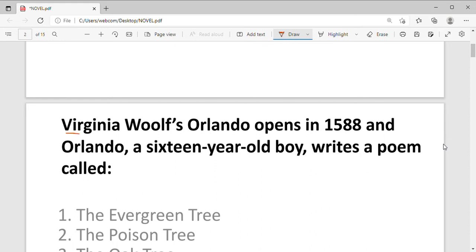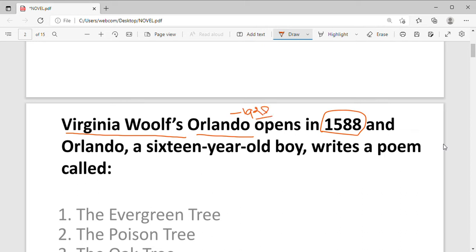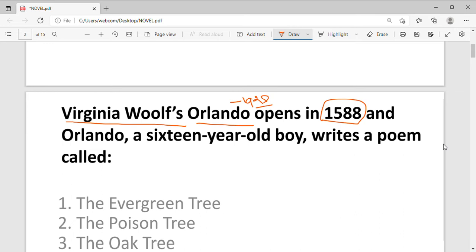Then we have Virginia Woolf. Orlando opens in 1588. This is a novel by Virginia Woolf, published in 1928. Here we have a character who undergoes a gender transformation, born as a man and dying as a woman. His body gets transformed, and he also publishes a novel, and meets Alexander Pope in this novel. These are some of the things you have to keep in mind.